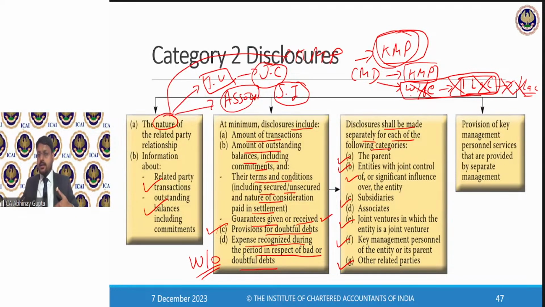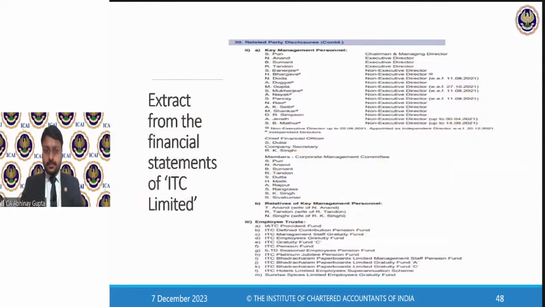A similar table I will present after this transaction table for the balances outstanding with these parties, right? So I'll show the disclosure as it is actually made in the financial statements. And then, provision of KMP personal services that are provided by separate management. So if I am taking KMP services on a contractual basis from an independent entity, that also needs to be disclosed, that the entity is giving me the KMP services, right? So this is how the disclosures are done. This I have taken from ITC Limited, which is a listed company, right?